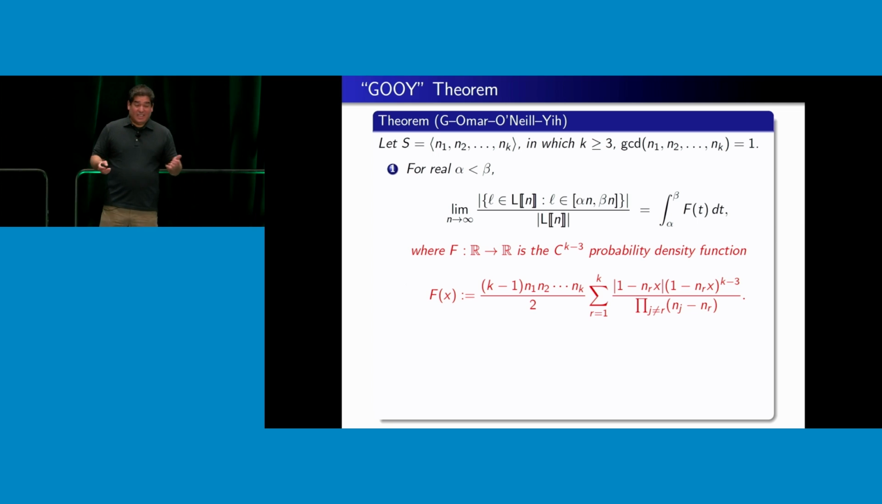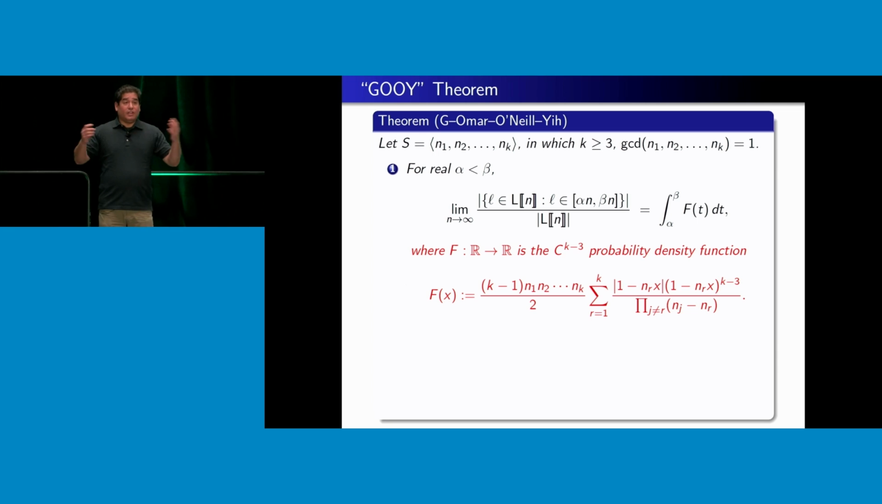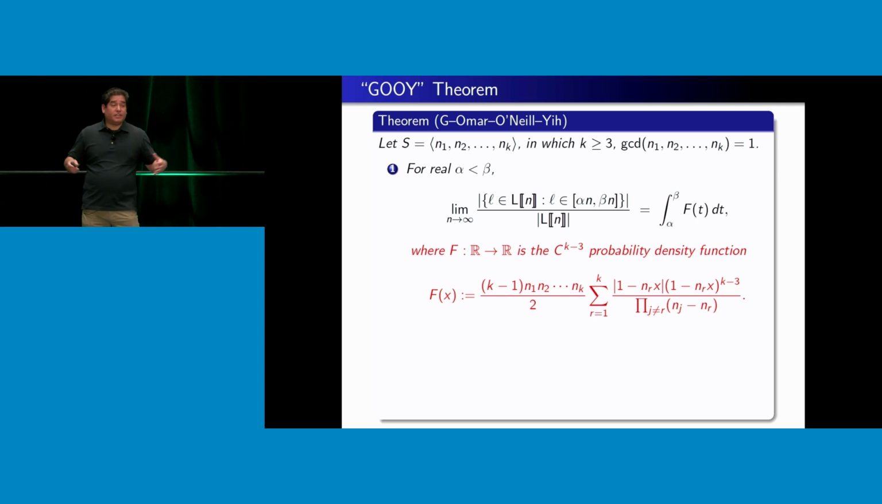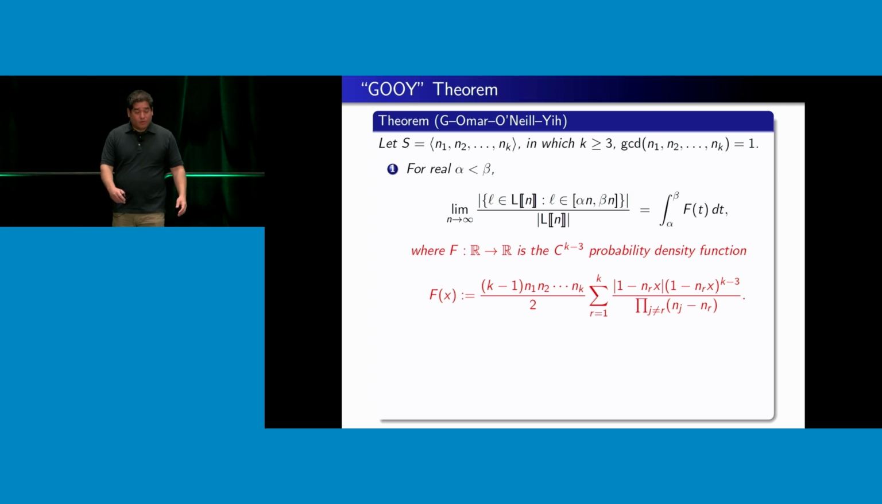This thing turns out to be a probability density function. That means it's non-negative, integrates out to 1, and in fact is compactly supported. So it's a reasonable thing. It looks kind of ugly. Linear algebra folks will say, hey, there's a Vandermonde determinant in there, and indeed there's a Vandermonde sort of interpretation. There's a determinantal form that I don't want to go into.